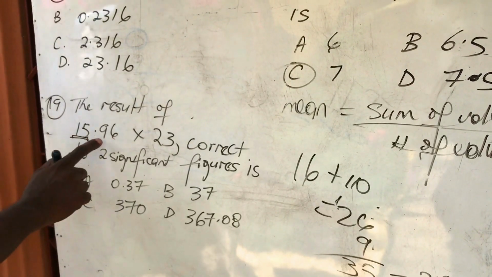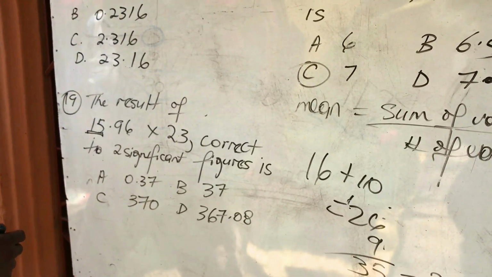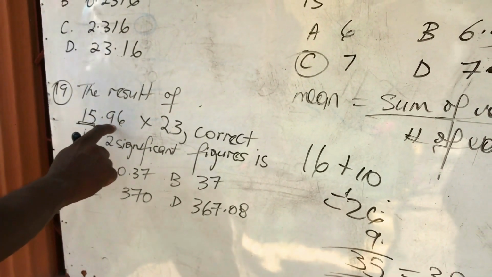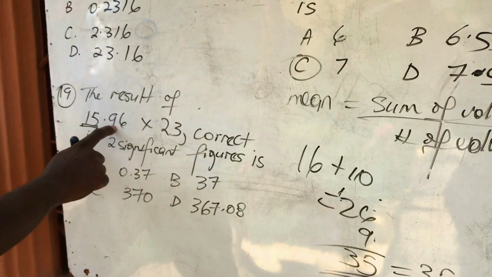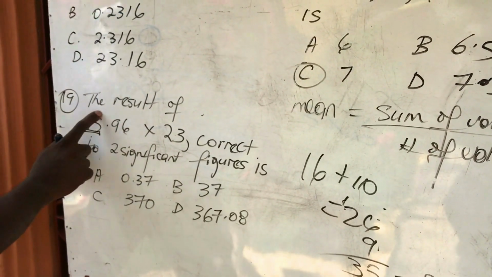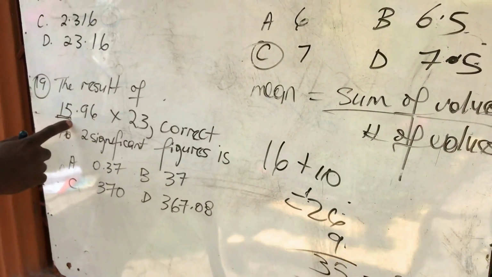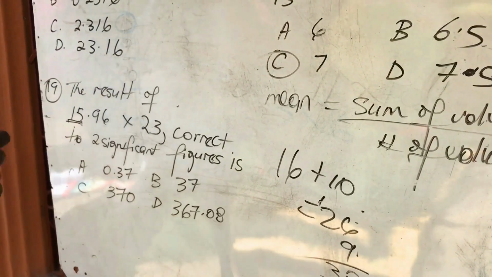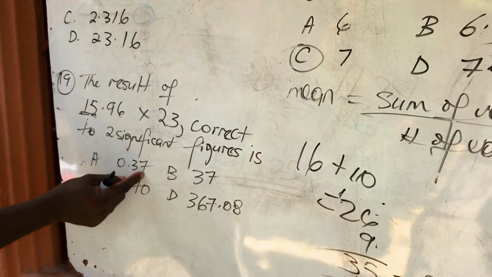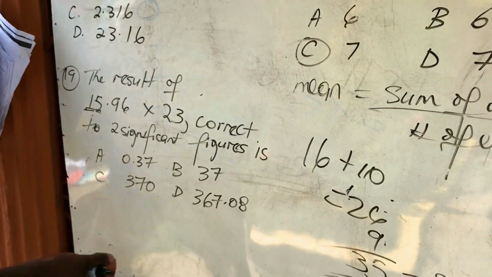Now clearly, if we were to round off this to the nearest whole number, then this would have been 16, because we'd have looked at the tenths position, and because the digit in the tenths position is 5 or more, it would have increased the units position by 1. So this would clearly be 16. So here we would have 16 times 23. Clearly, 16 times 23 could never be 0.37. So this is out of our answer. This cannot be the answer.